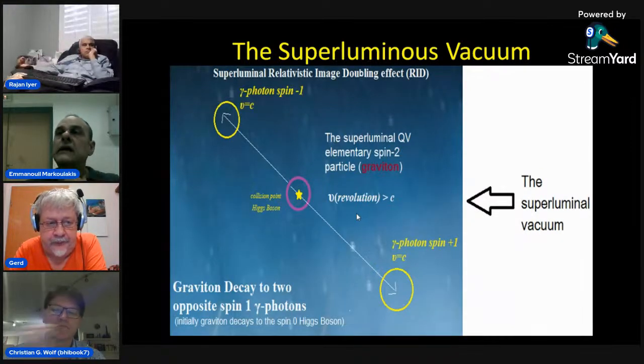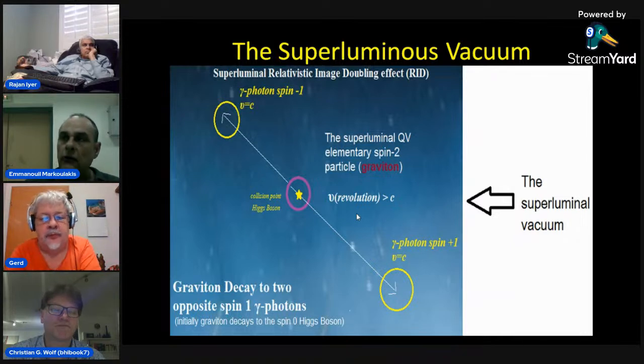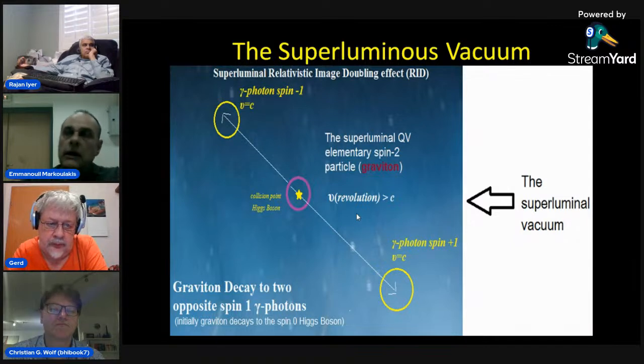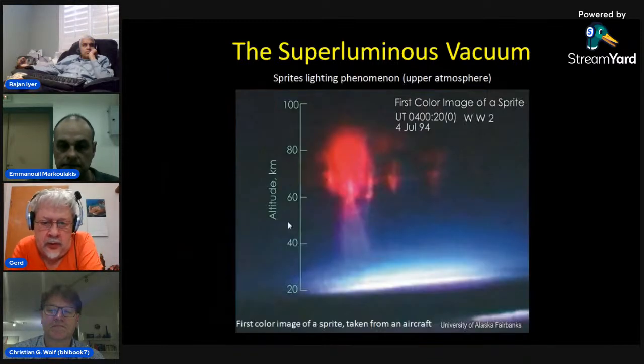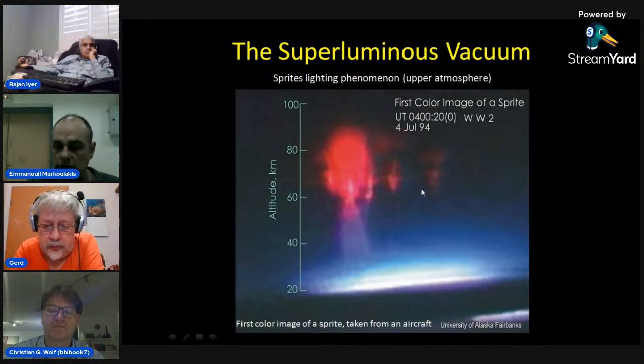We believe the detection of the Higgs boson was actually the relativistic image doubling effect, caused by a source graviton coming out, losing its kinetic superluminal energy, coming out to our space-time, becoming luminal, and therefore producing this relativistic image doubling effect and the two gamma photon decay. So this here is just a visualization, an analogy of what it would look like.